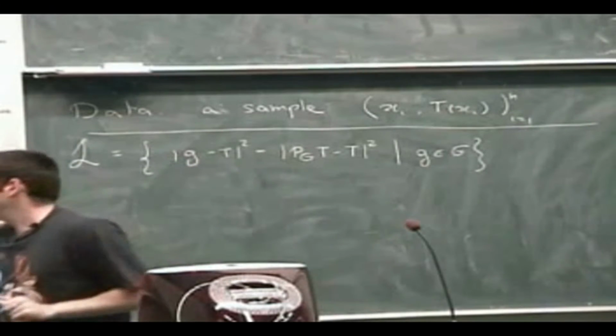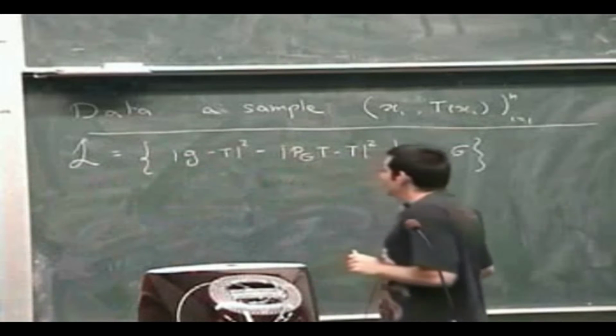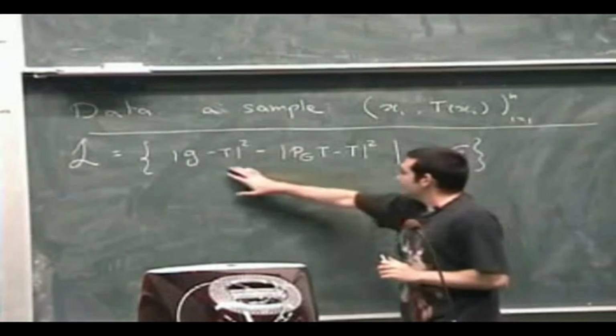Yeah. I'm just trying to work out what you mean by 1 stroke g minus t squared. Absolute value. You can do it.